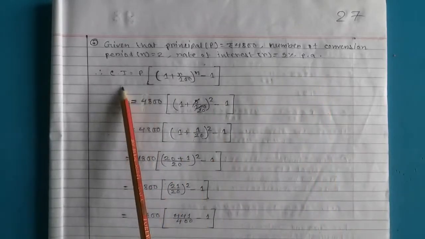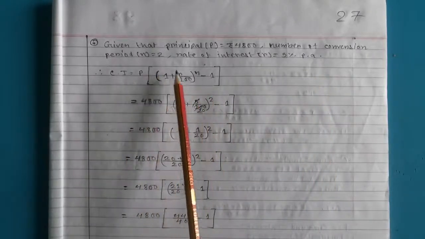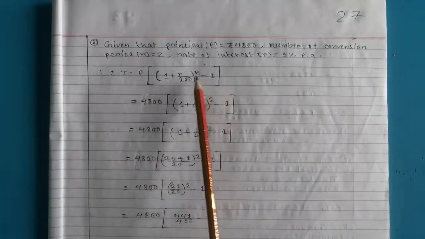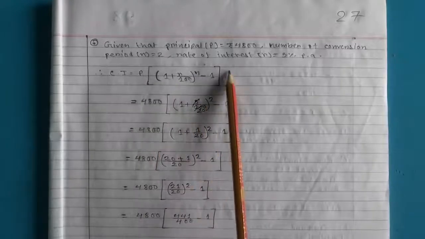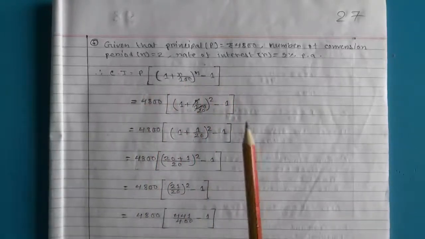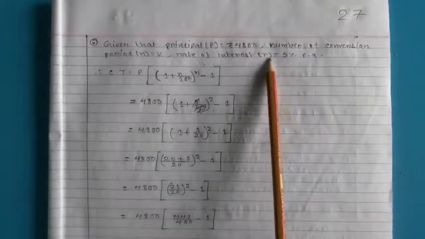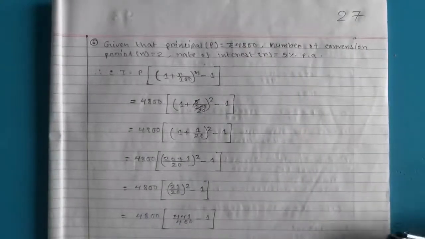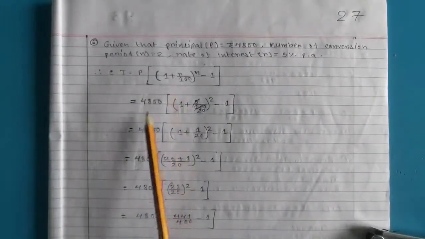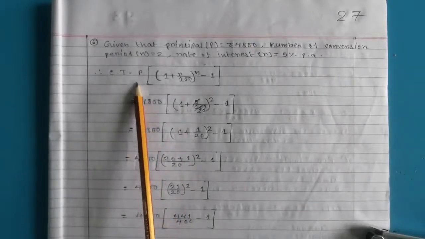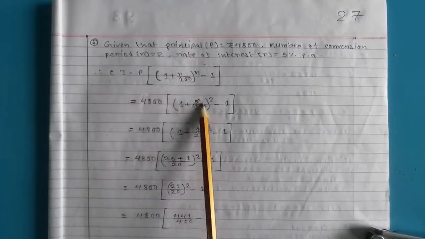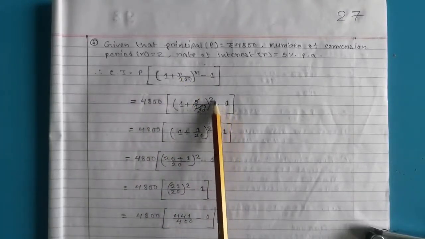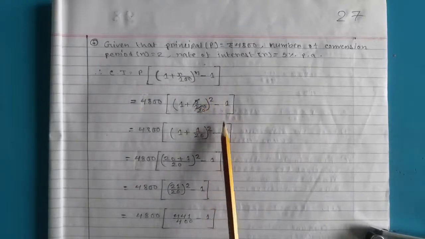So for compound interest, we know the direct formula P into 1 plus R upon 100 to the power n minus 1. You can also use the formula A equals P into 1 plus R upon 100 to the power n, then you will get the amount. Then from the amount you have to subtract the principal, so you will get the compound interest. Or you can use the direct formula, that is compound interest equals P into 1 plus R upon 100 to the power n minus 1. Then P equals 4,800, rate of interest 5%, and the time is 2 years.